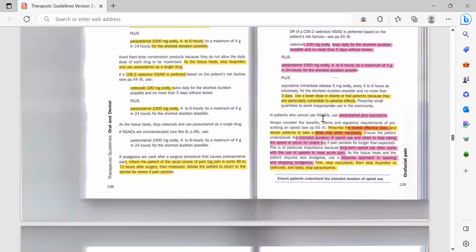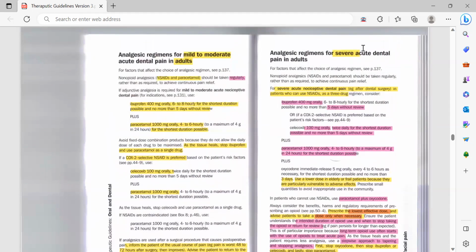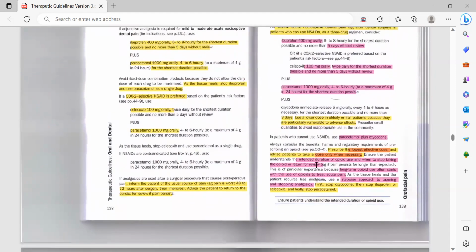In patients who cannot use NSAIDs, use paracetamol plus oxycodone. For example, if the patient has any of those things like hypertension, then in case of severe pain, you can prescribe them paracetamol plus oxycodone.